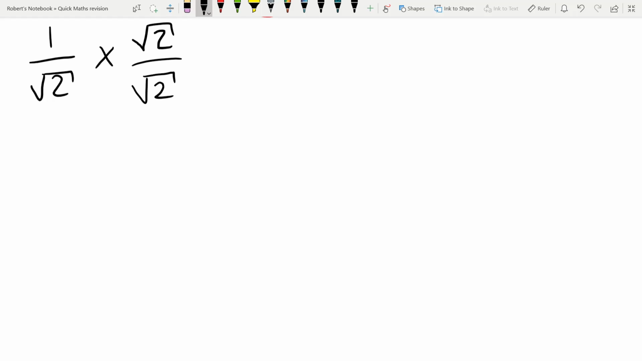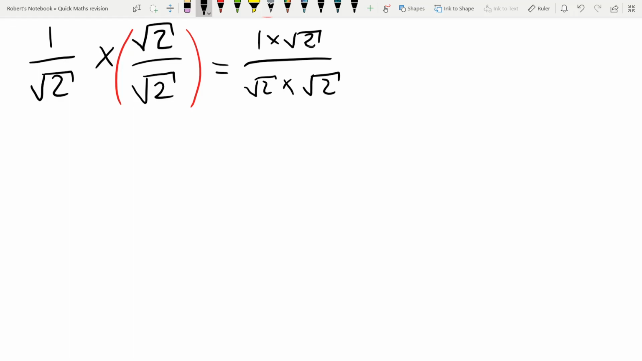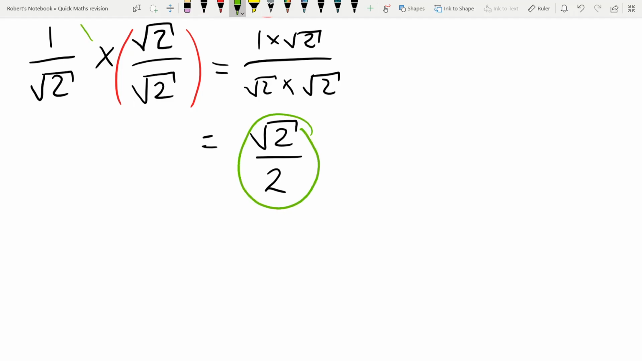So what you can see is that this term here, which has got the red brackets around it, that's 1. So we've got a number, and we're timesing it by 1, so the answer is exactly the same. We're just going to move the surds around. So we'll get 1 times the square root of 2 on the top, and then the square root of 2 times the square root of 2 on the bottom, which is root 2 over 2. And this is equivalent to this.